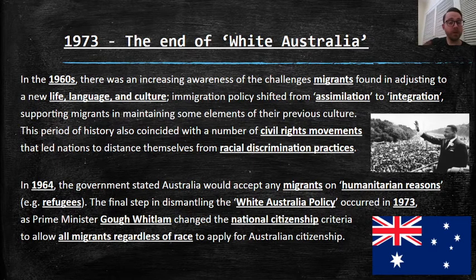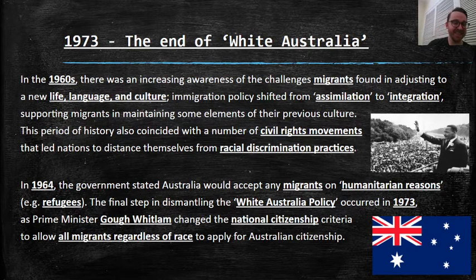So immigration policy started to shift from assimilation to something called integration, which supported migrants in maintaining some, but not all, but some elements of their previous culture. So you have to eat meat pies, but I'll let you speak Italian at home.